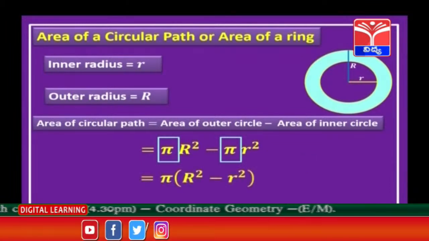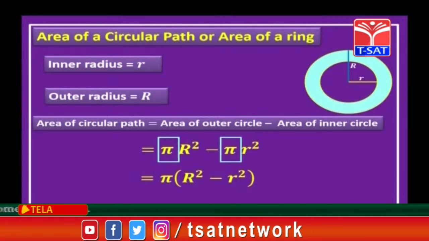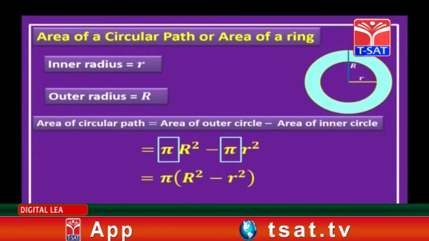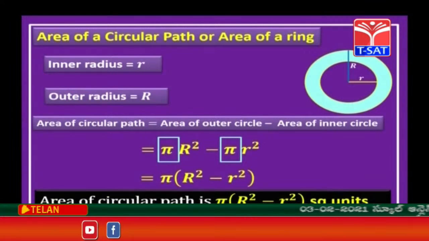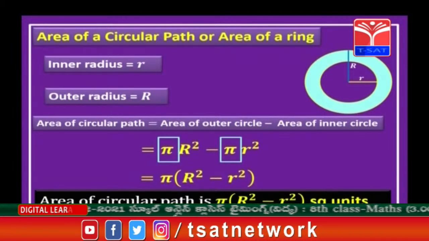Now let us take pi as common, children. What did you get? Capital R square minus small r square. Now this is the formula to find the area of a circular path. So children, the formula to find area of the circular path or ring is given by pi into capital R square minus small r square square units.